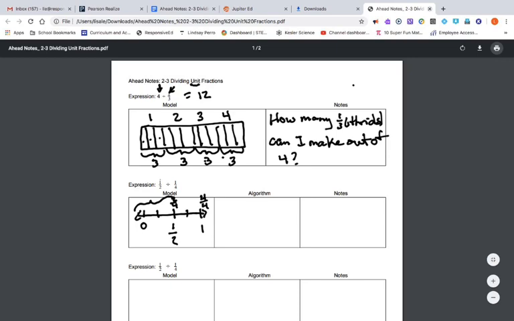So I'm going to count. Here's 1/4, and here's another 1/4. So I have 1, 2 fourths in 1/2. That's the question you're asking: how many fourths are there in 1/2? And I just showed you that 1/2 divided by 1/4, I get 2.